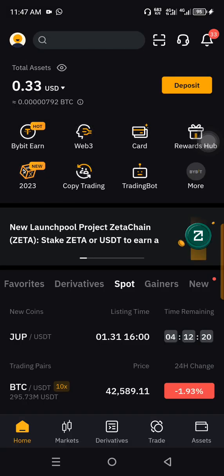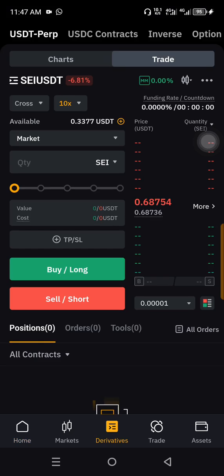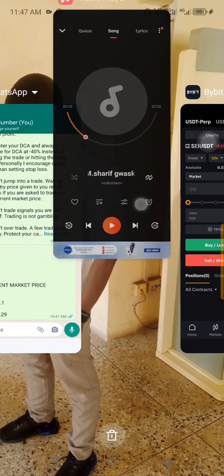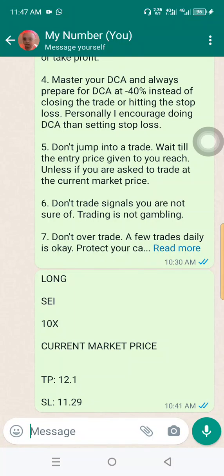Come to this derivative. Click on that derivative. Normally, let me show you the signal that I can use. This is a signal that I can use. If you check it, you can see long, set cross, cross 10, then current market price, and then TP. This TP is take profit price, while this one is stop loss. This is the normal signal that we can run in my derivative.